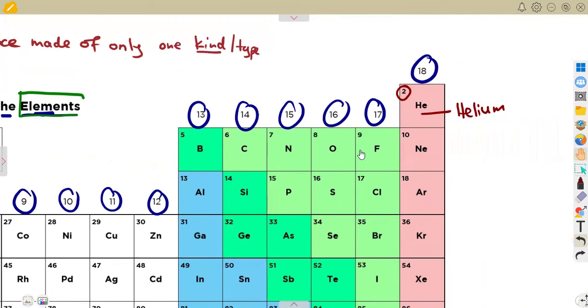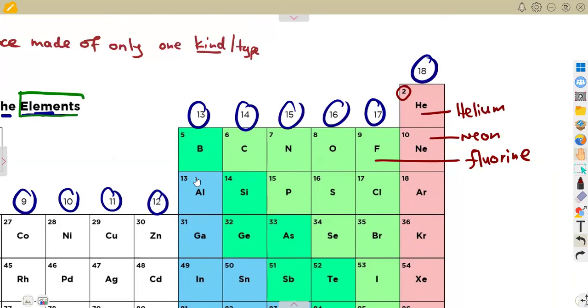This is fluorine, like this. You need to know at least this. Then number 10 is neon. Just be able to know at least the first 20. Do not memorize this.